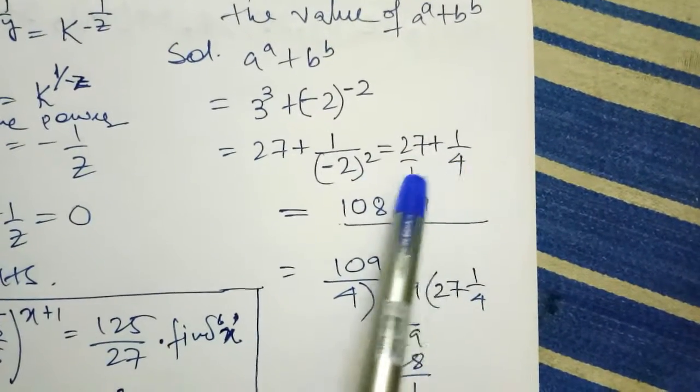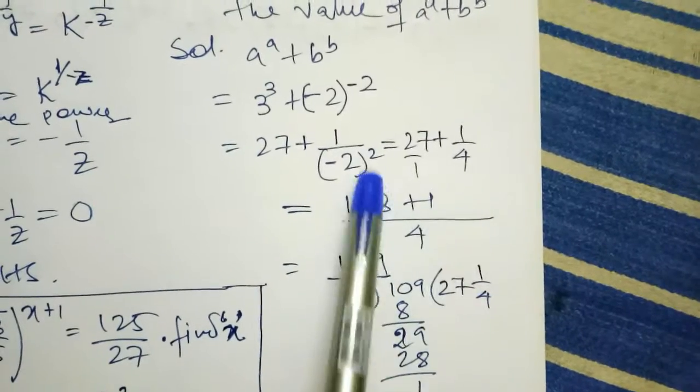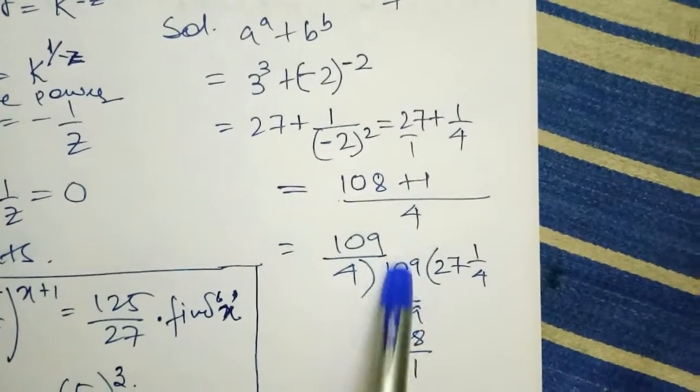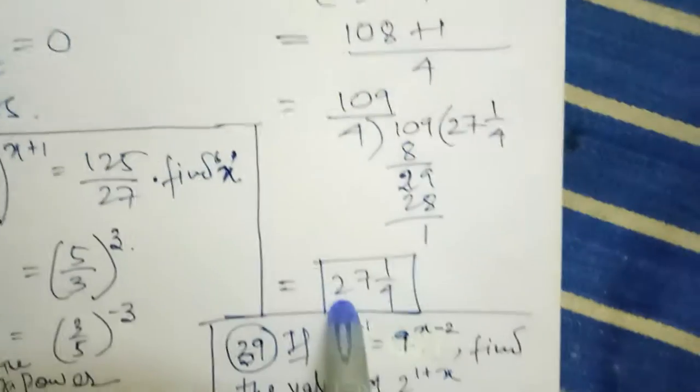Then 1 by 4, again I have taken 1 and 4, the LCM is coming 4, and multiplying this one, 108 plus 1, it is coming 109 by 4. The answer is coming in mixed fraction, that is 27 1 by 4, that I made in the box.